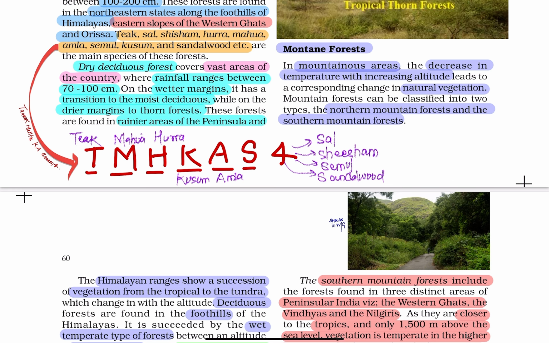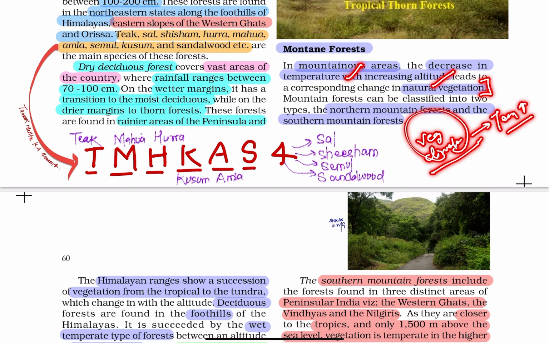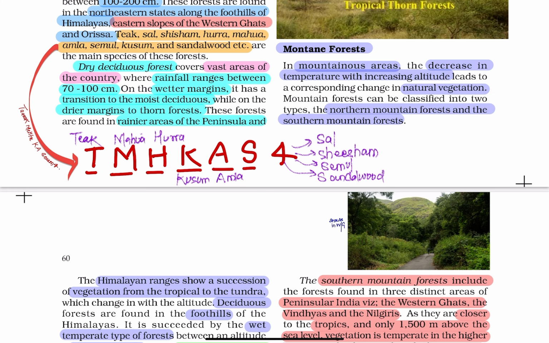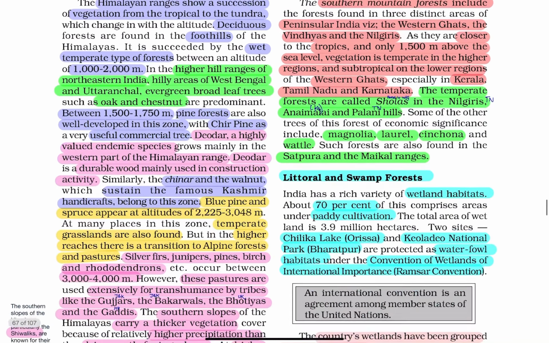Because the temperature decreases with increasing altitude, it also leads to a change in natural vegetation. We have already discussed that the climate is going to decide the type of forest. Climate is a long-term average, but mostly you'll find the temperature is less when you move up. That's how there is a change in natural vegetation. Now the mountain forest can be classified into two types, the northern mountain forest and the southern mountain forest.